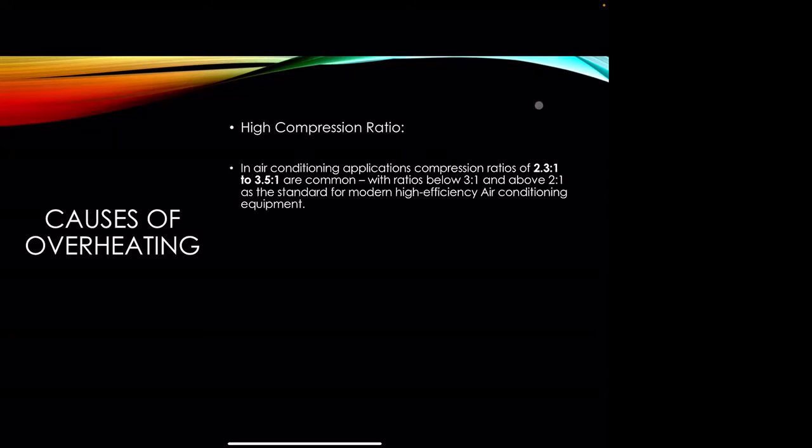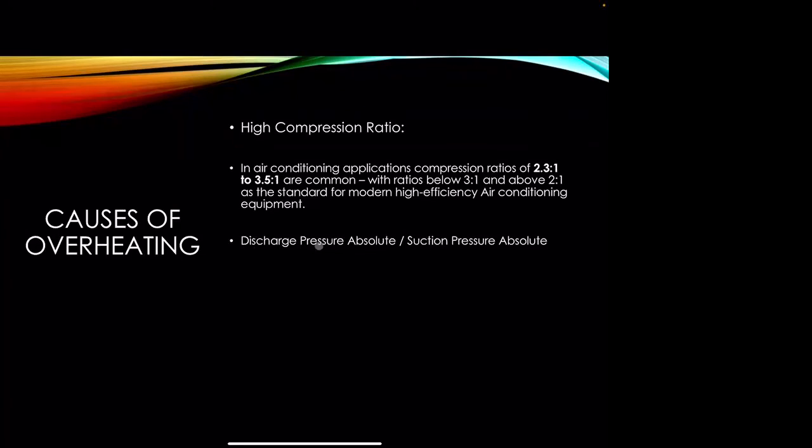So in air conditioning applications, compression ratios are usually going to be somewhere in the ballpark of 2.3 to 3.5 to 1. Those are our common ranges. A ratio below 3 to 1 and above 2 to 1 is standard for high efficiency systems. So again, if you're somewhere in that 2 to 1 to 3 to 1 ballpark, you're going to be okay with most high efficiency air conditioning systems today that we'll run into.